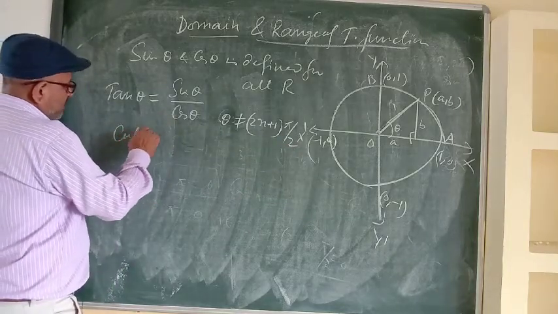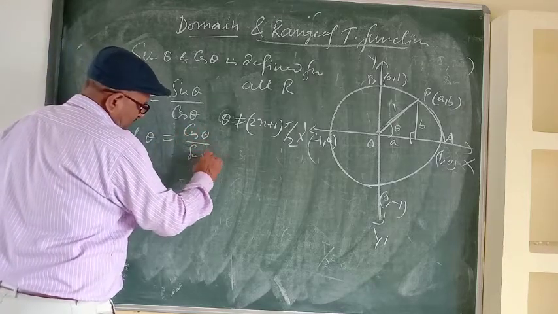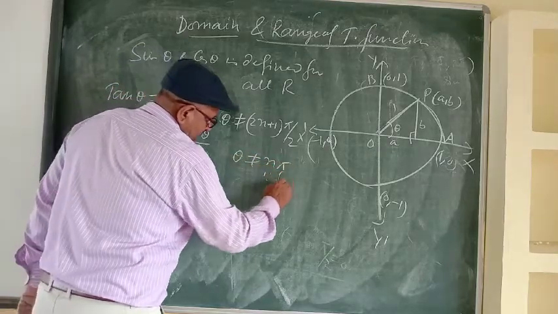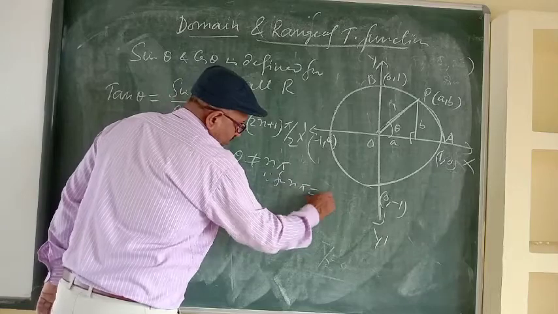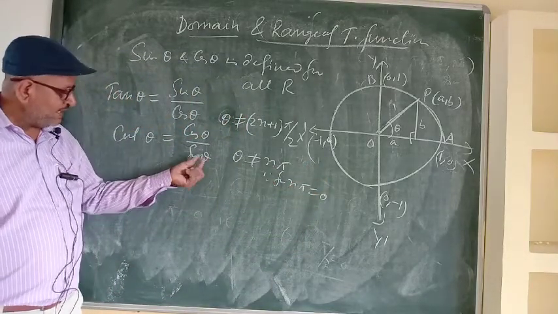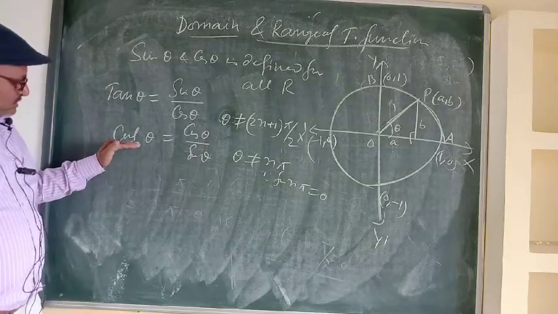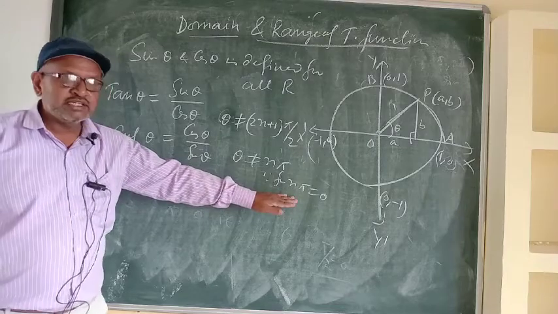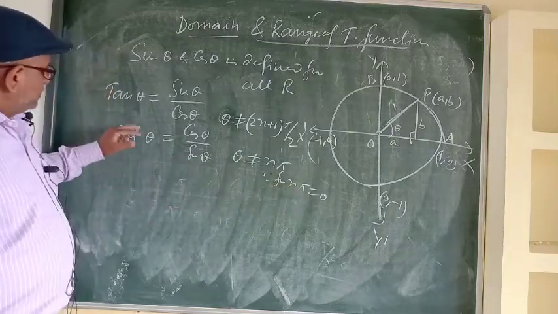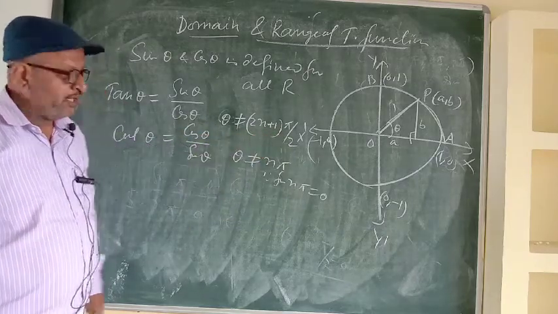And cot theta is cos theta upon sin theta, but theta is not equal to n pi, since sin n pi is equal to 0. So if theta is n pi, then sin n pi will be 0, and cos theta upon 0 will be undefined. So cot theta is not defined for theta equal to n pi, and tan theta is not defined for theta equal to an odd multiple of pi by 2.